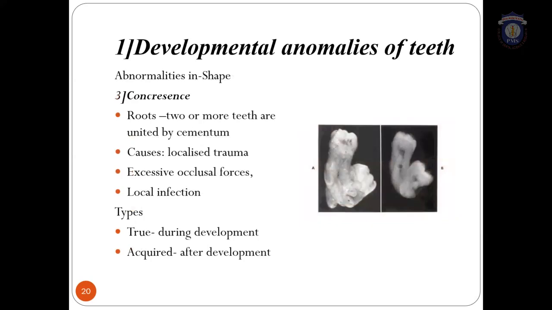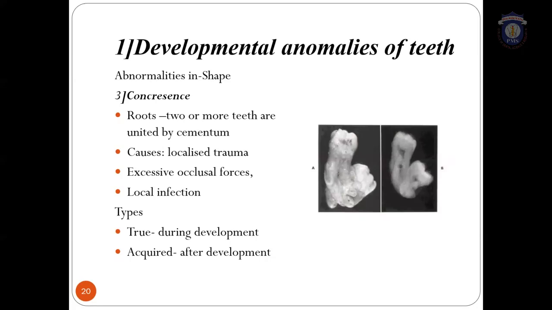Next abnormality in shape is concrescence. This affects the root when 2 or more teeth are united in the cementum region. The most common cause is localized trauma. It can also occur due to excessive occlusal forces or due to a local infection.